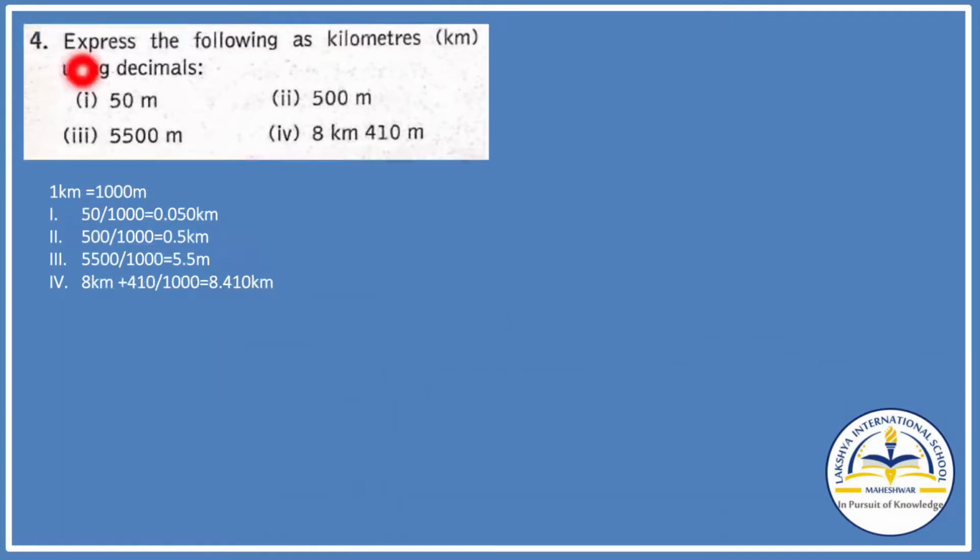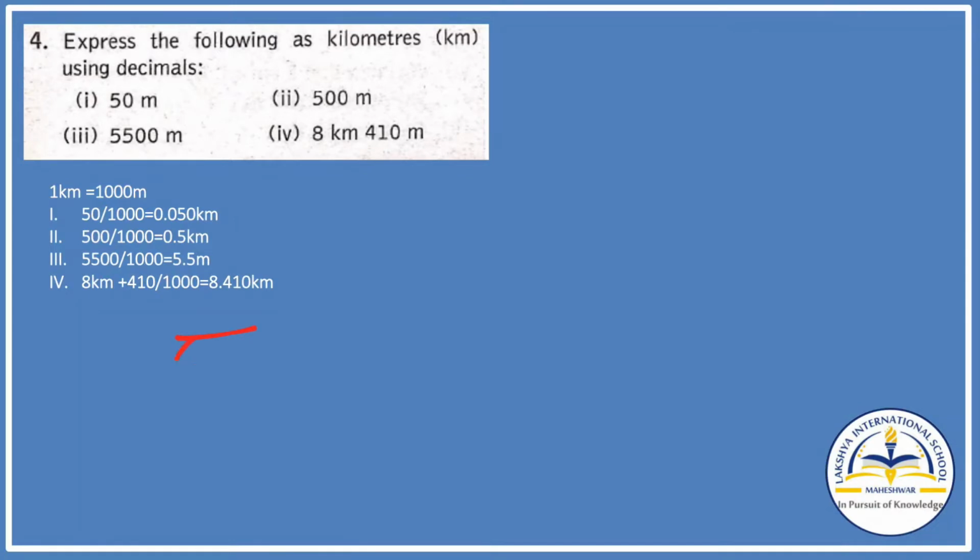Now question number 4th, express the following as kilometers using decimals. First, 50 meter. Now the values are given in meter and we have to convert them in kilometer, and we know that in 1 kilometer there is 1000 meters, so we have to divide the given value by 1000. It means 50 by 1000, we will get 0.050. Now question number 2, 500 meter is given. Again we have to divide by 1000. It means 0.5 kilometer.